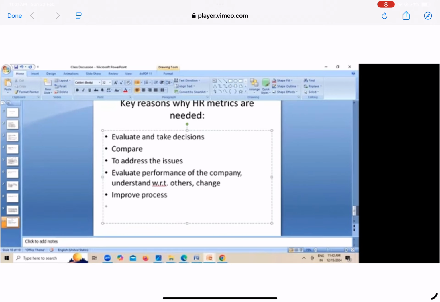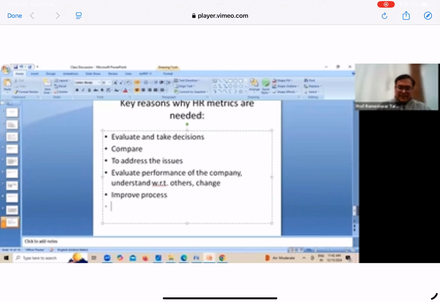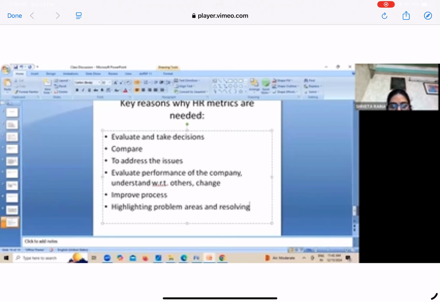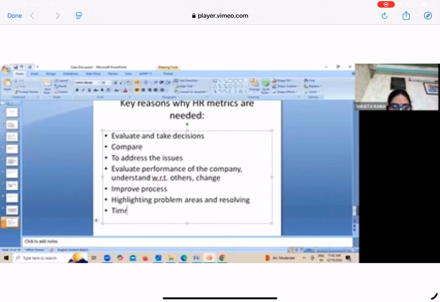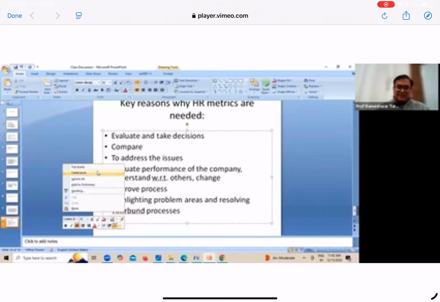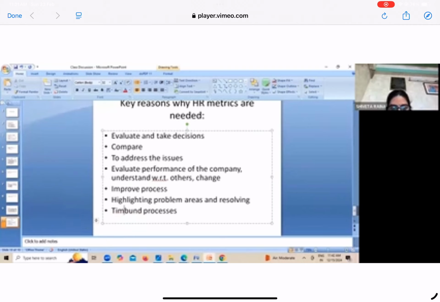Like employee turnover and absenteeism. With HR metrics, we can highlight those problem areas and resolve the issues. Okay. So highlighting problem areas. Even if there are some time-bound processes or TATs, through these metrics we can see whether we are within those TATs or not, even if it is recruitment or any other process we are following. Okay, time-bound processes. Yes, there's a TAT given for that.